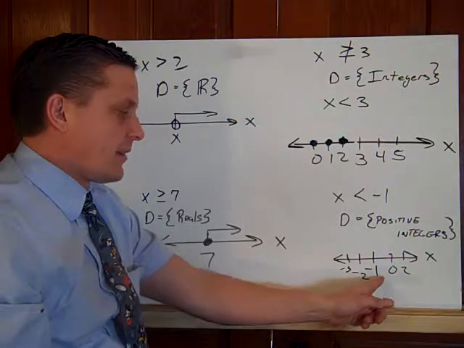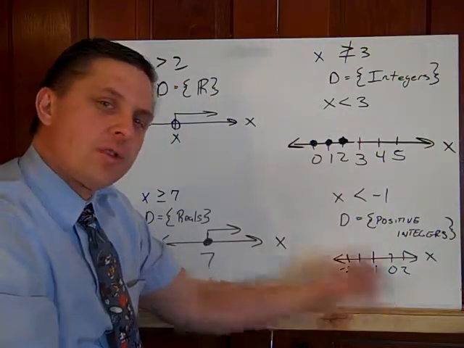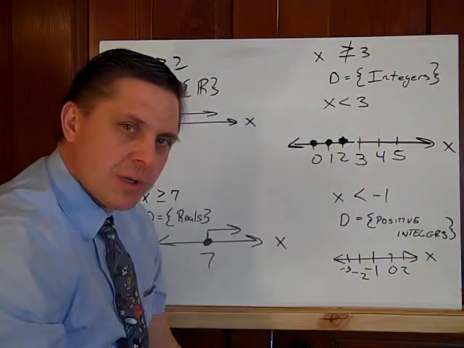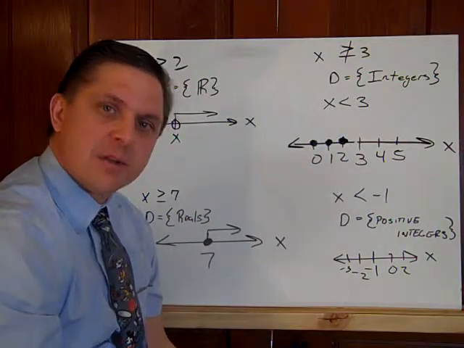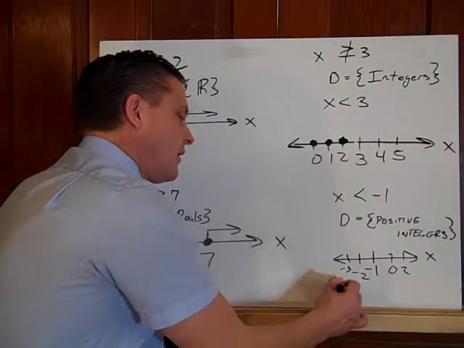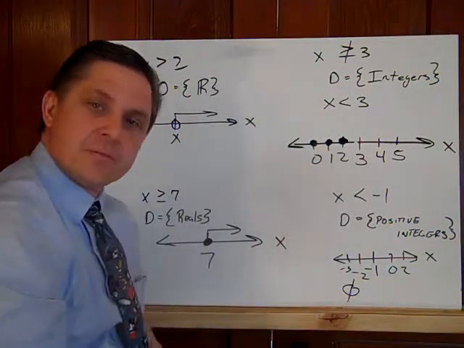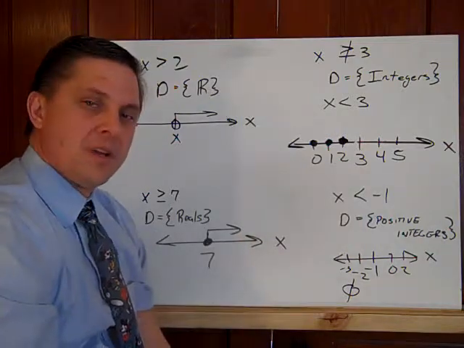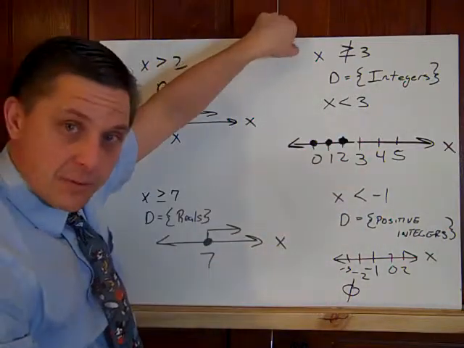But it says it has to be positive. So what positive integers are to the left or are less than -1? There are no integers less than -1 that are positive. This is called a null set or a void set. So it's just no graph. There are no numbers that make this true. So we have no options.